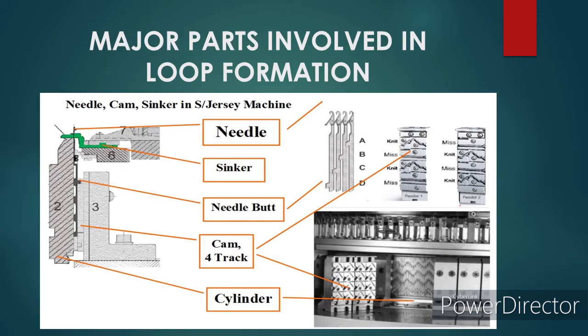Major parts involved in the loop formation. So far, the parts we have seen engaged in the loop formation are needle, needle butt, sinker, cam and cylinder. The entire setup of all these 5 parts is arranged as shown in the figure.